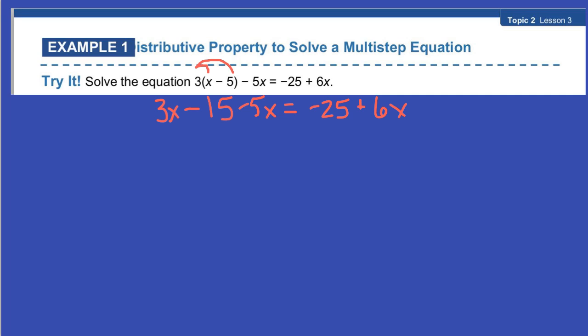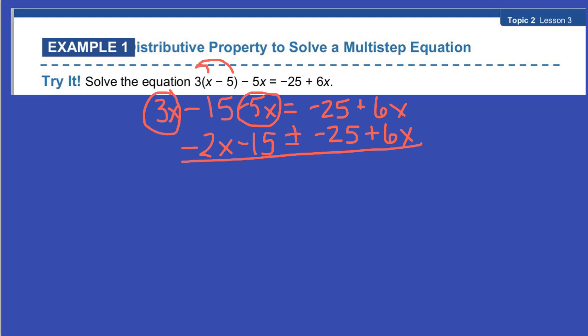All right, I'm going to check to see if I have duplicate variables, and I absolutely do, but I want to be careful that I bring this subtraction sign along with my 5x's. So 3x's minus 5x's is negative 2x's. Bring down, bring down, bring down, and bring down. Now I have variables on both sides.